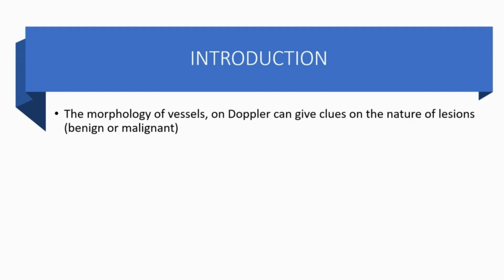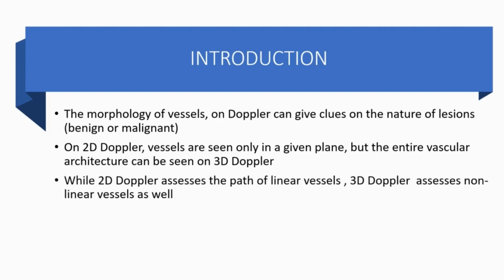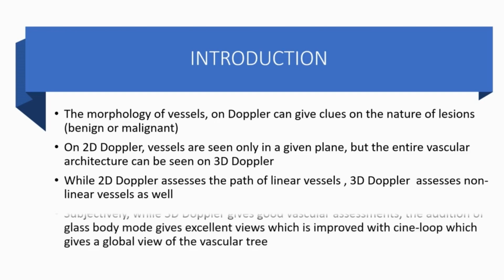The morphology of vessels can actually give clues on whether one is dealing with a benign or malignant lesion. When 2D Doppler is used, the vessel is only seen in a single plane, but the entire vascular tree can be assessed using 3D. While 2D assesses the path of linear vessels, in addition, 3D also assesses the path of non-linear vessels.